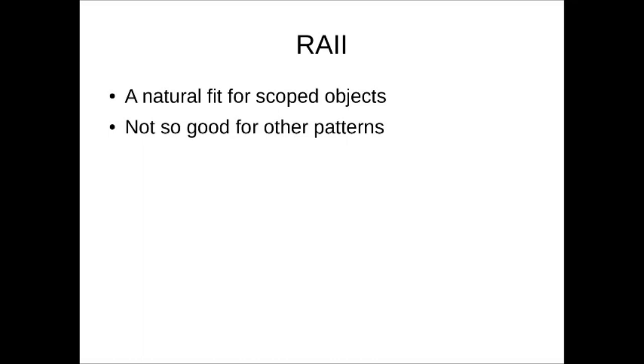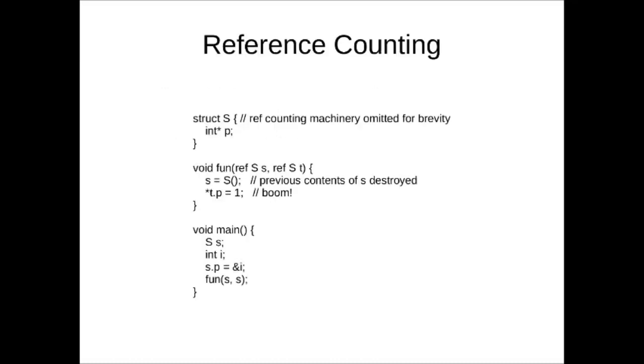RAII, short for Resource Acquisition Is Initialization, is a great fit for objects that have a scope lifetime, but it's an awkward fit for other patterns of allocation. Then there's reference counting, and I should point out that reference counting is often built on top of RAII. This code is an example of a reference counted object. I omitted the reference counting machinery from the object because that's not germane to the point here.